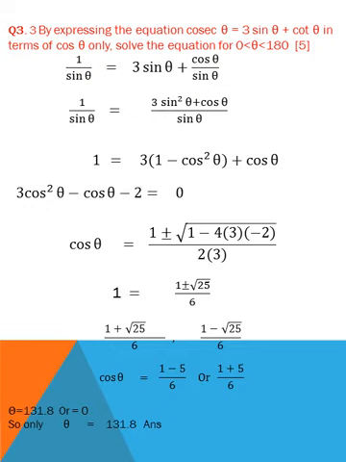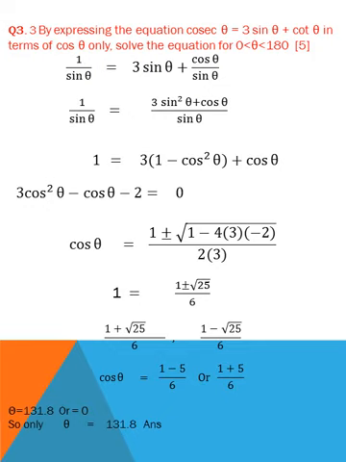Sin theta is cancelled out with sin theta. When I simplify this, I again use the identity of sin square theta is equal to 1 minus cos square theta. So the final equation, a quadratic equation, is 3 cos square theta minus cos theta minus 2 is equal to 0. Hence we find the angle between 0 and 180. The range of theta is from 0 to 180.